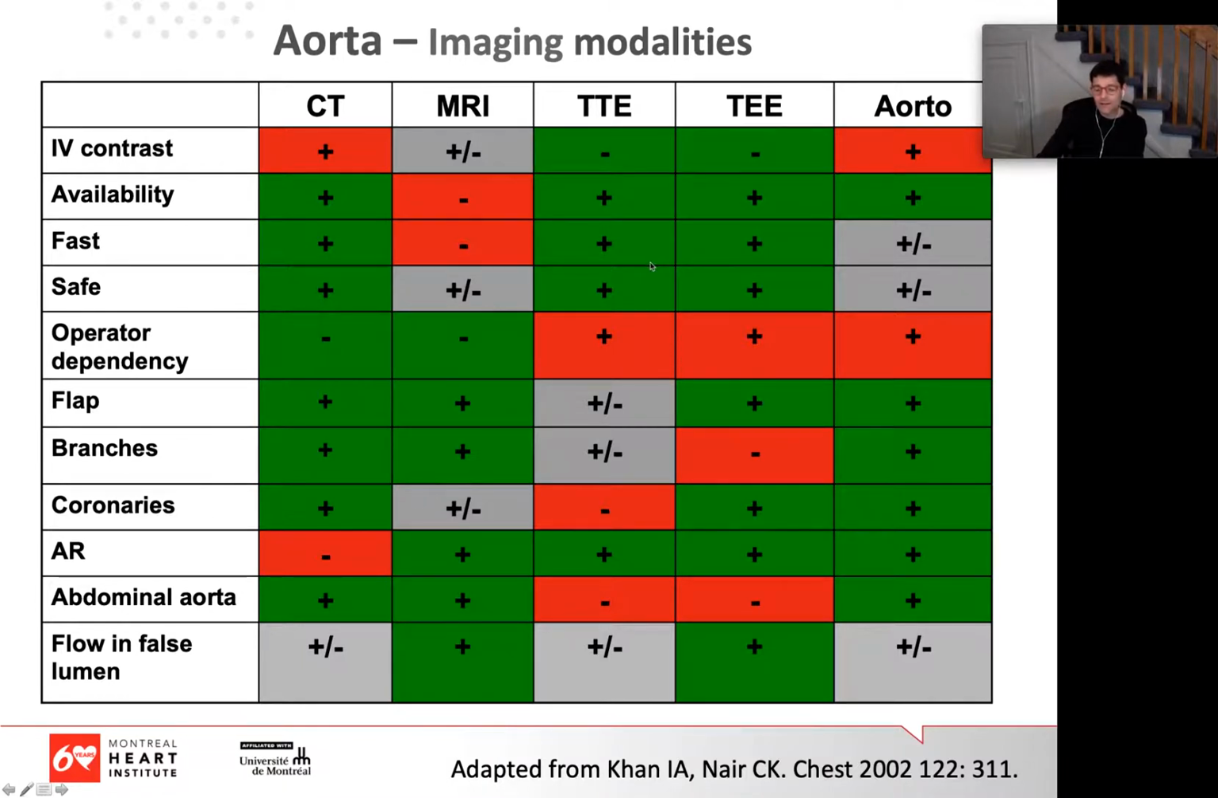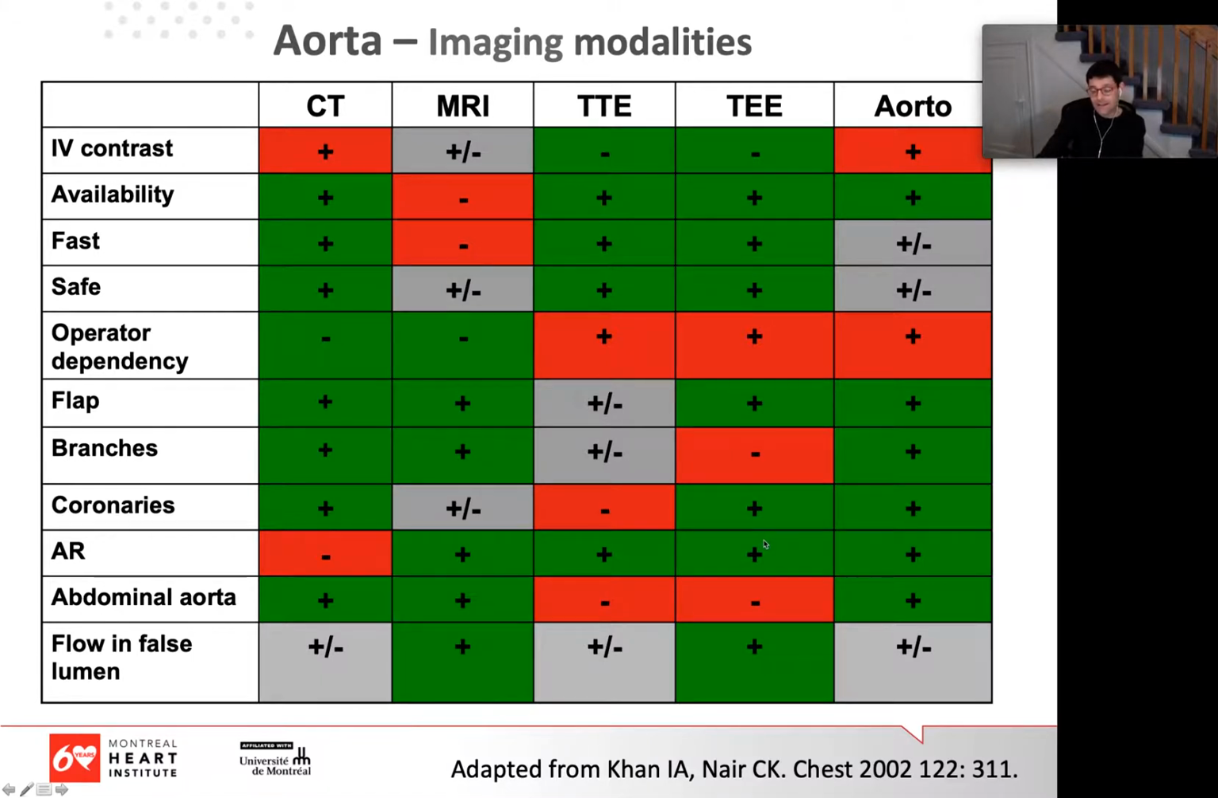Transthoracic echocardiography only shows the proximal part of the aorta and the aortic root. Therefore, it is less efficient for the transverse aorta and the descending aorta. It also has sensitivity that is too low to rule out aortic dissection.